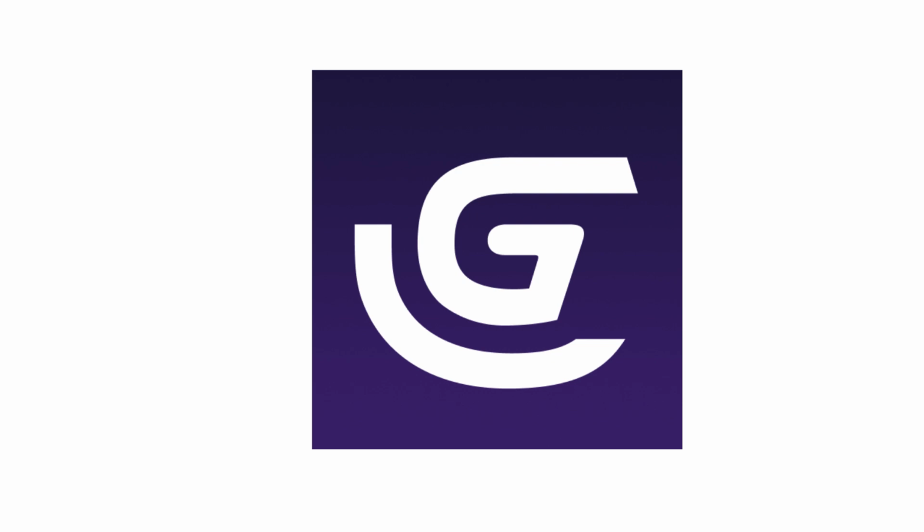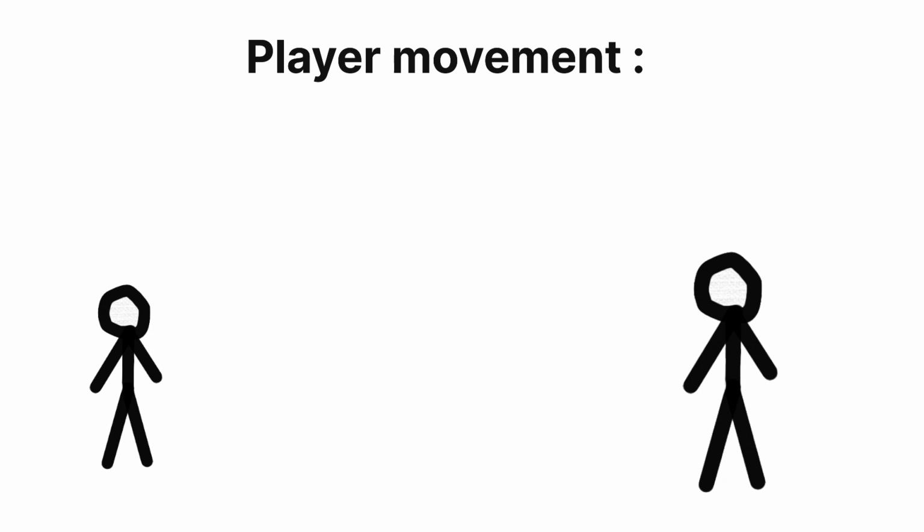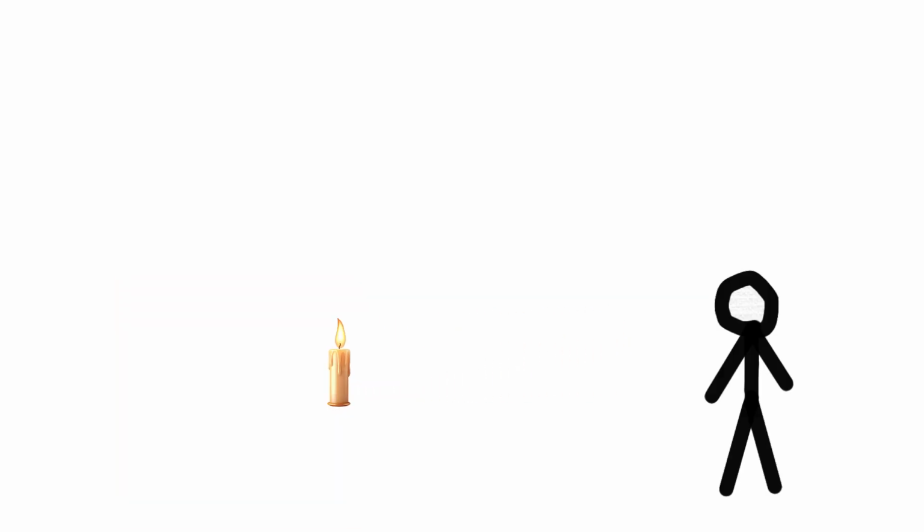So I opened up GDevelop, and the first thing we need is the player movement. The first player movement is the platformer movement, which will be used very often. The second player movement is the top-down movement. It will be used very rarely and only in 2 levels. For the enemy's movement, I used a GDevelop behavior that lets an object move left and right. To defeat the enemy, you should light him up with a candle.